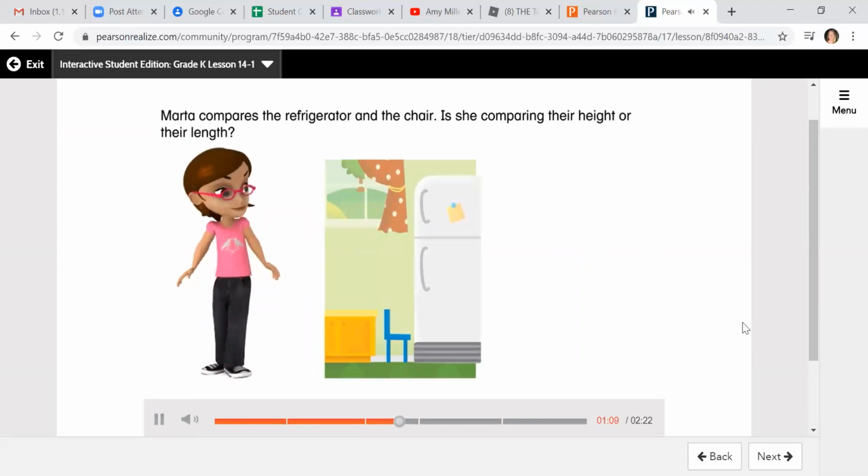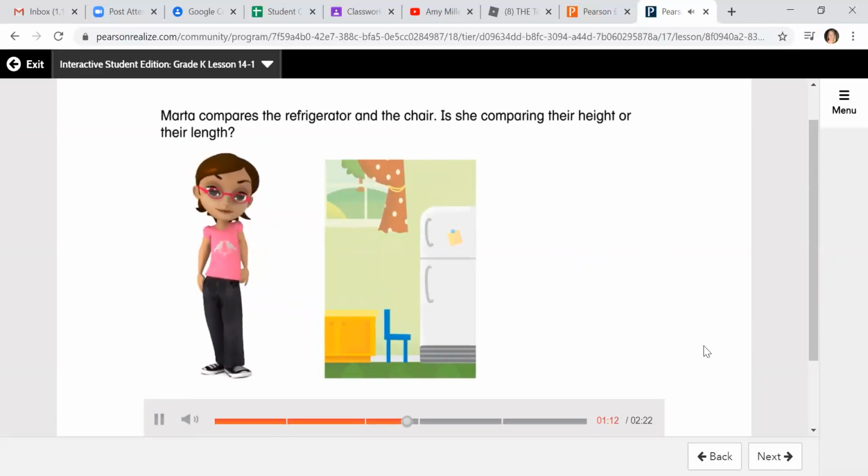Marta compares the refrigerator and the chair. Is she comparing their height or their length?